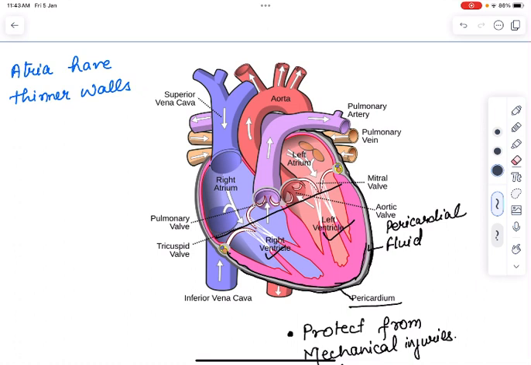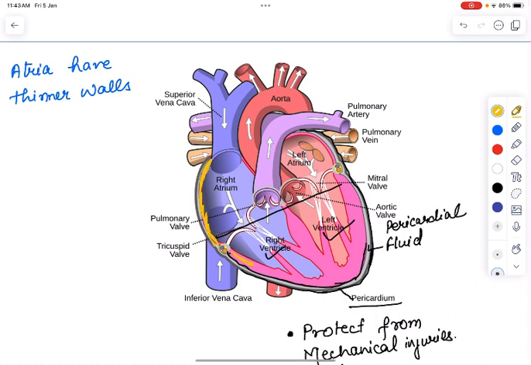The ventricles have thick muscular walls. You can see this is the wall of the heart.